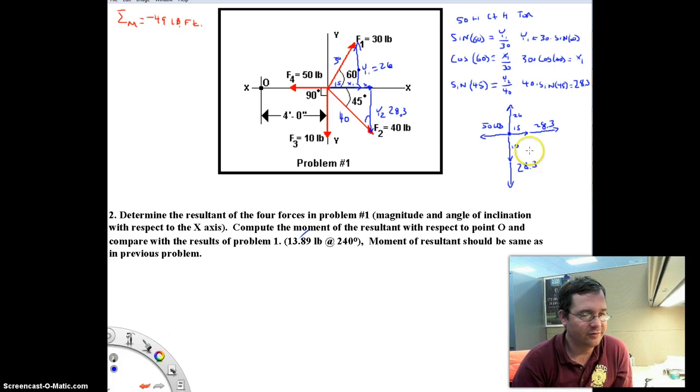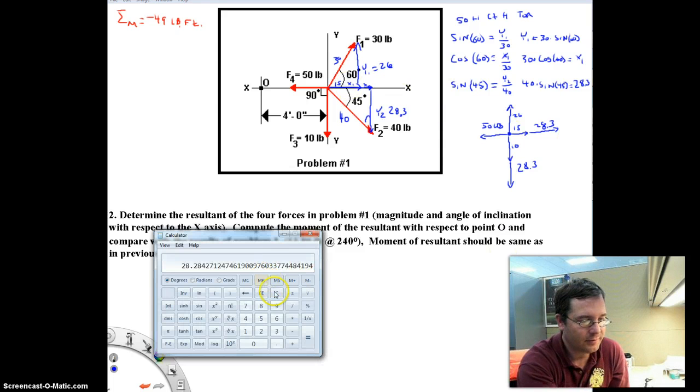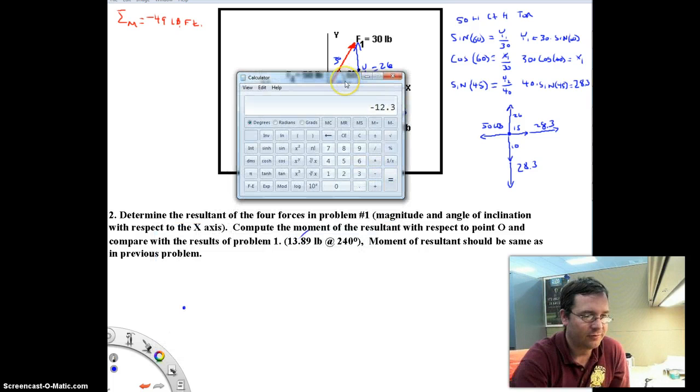Now recall, it's just simply a matter of adding up all of the pieces. So if we think about what we'll get, we'll start a new diagram over here, and we're going to get one vertical vector and one horizontal vector. So if I think about the vertical components, it's positive 26 in the up direction, minus 10, minus 28.3, which gives me 12.3 pounds downward.